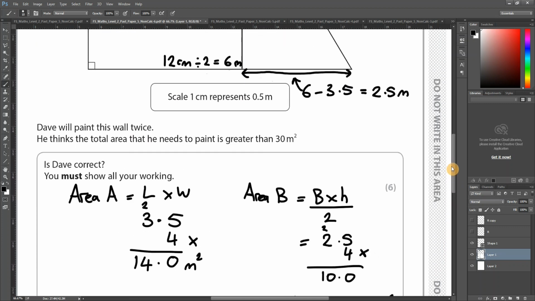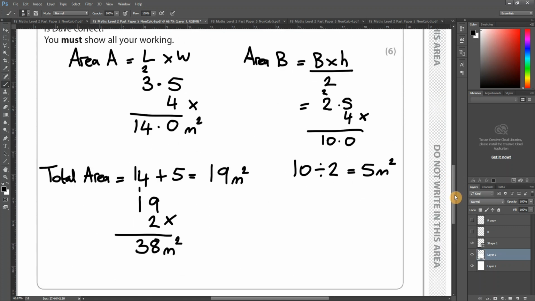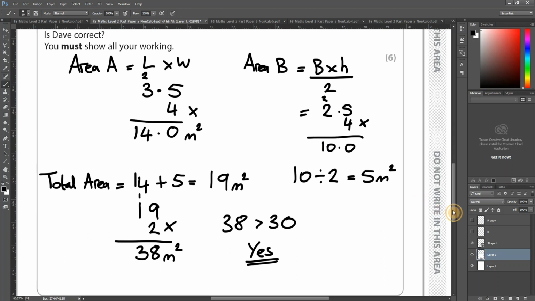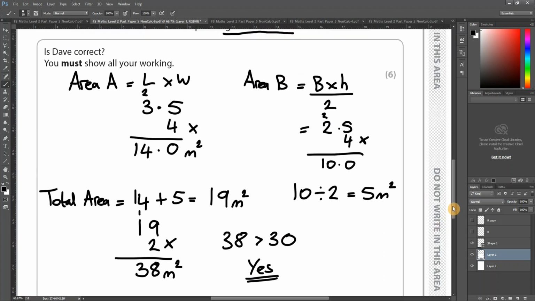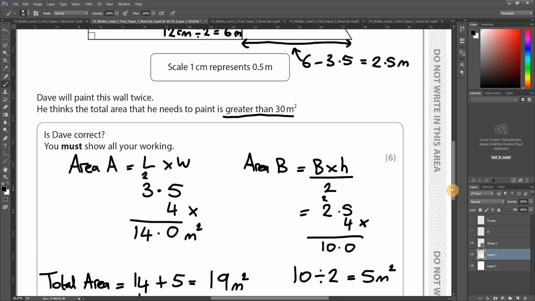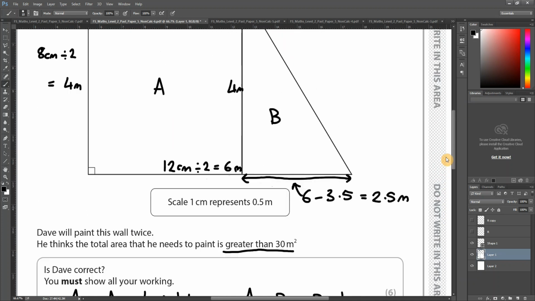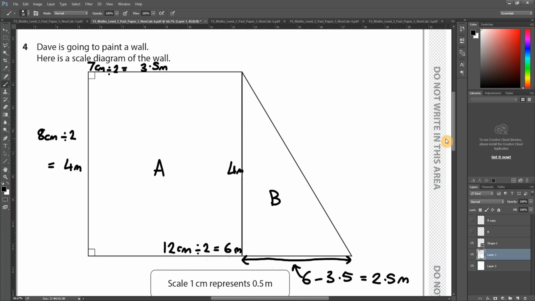He thinks the total area that he needs to paint is greater than 30 meters squared. Is Dave correct? Yes, he is, because we can say 38 is greater than 30. So yes, he is correct. Yep, there's your proof. As long as you show all this bit of working out, all these little bits, you get 6 marks for doing that question.